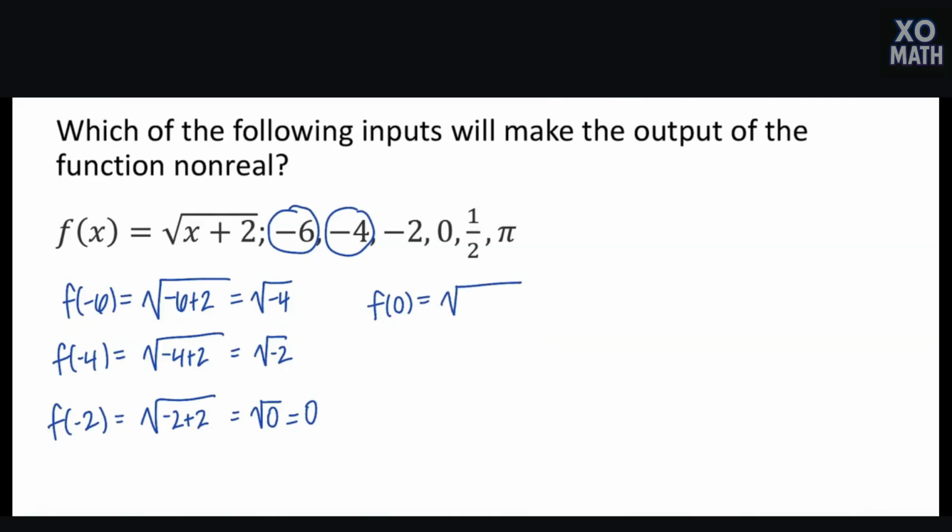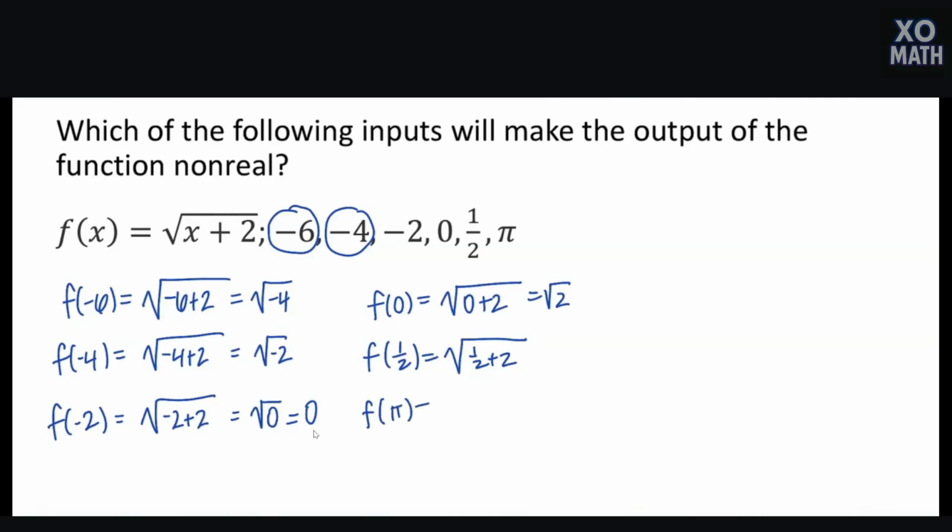F of 0, the square root of 0 plus 2. Radical 2 is a real number. If I plug in 1/2, the square root of 1/2 plus 2. Now we don't have to actually add this together, but we just have to recognize this would be positive. So we just want to make sure we're not creating a negative underneath the radical. So 1/2 would create a positive underneath the radical, so it will not make the output non-real.